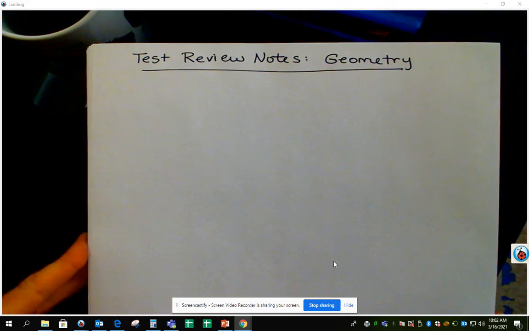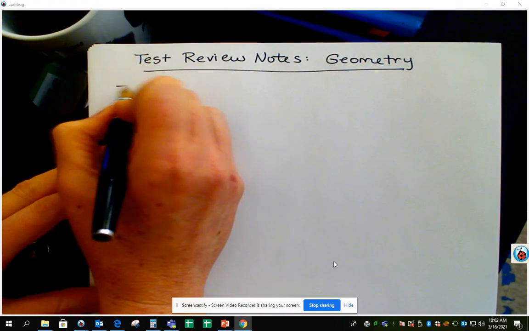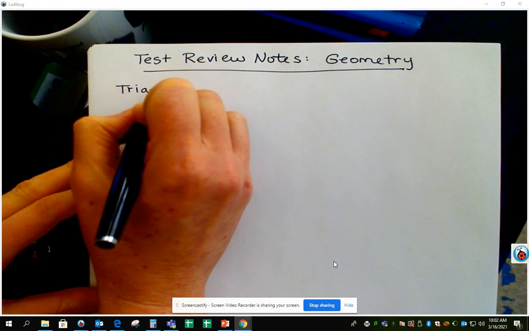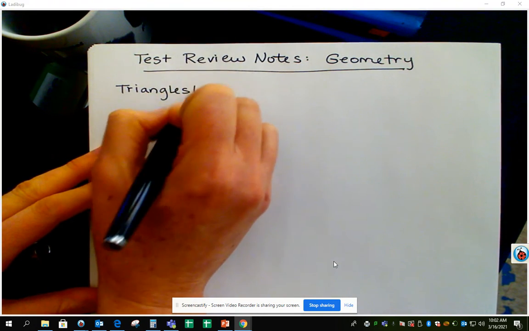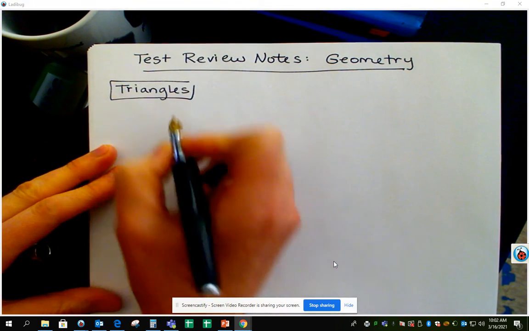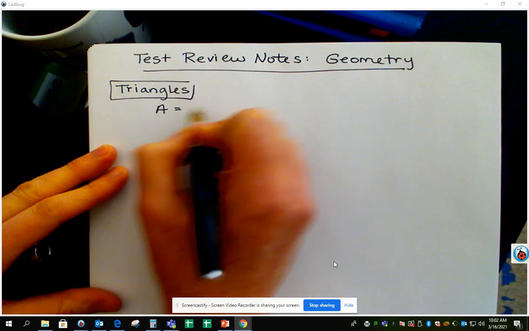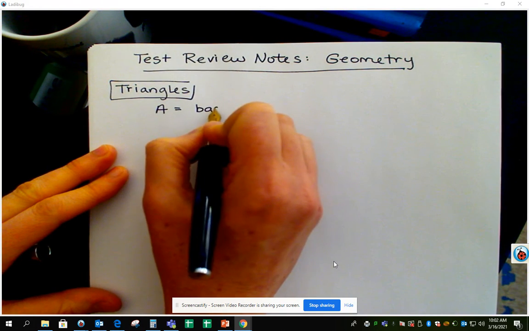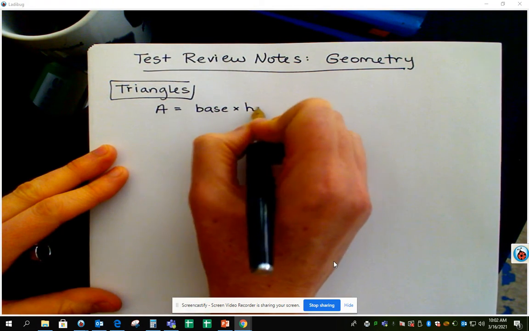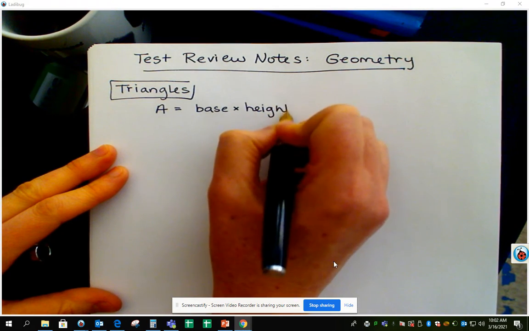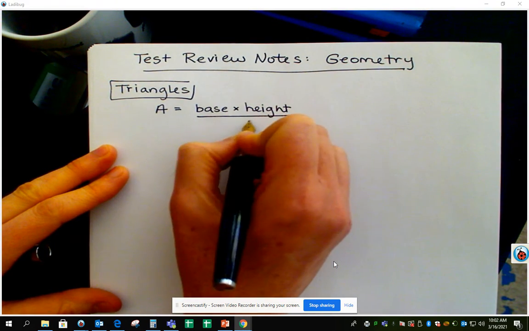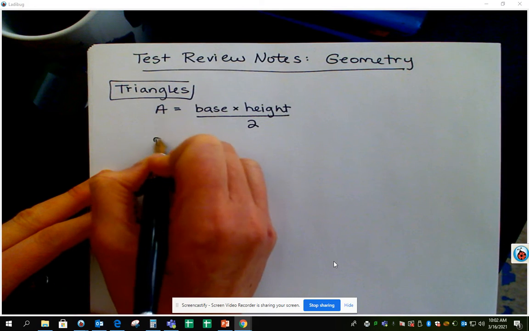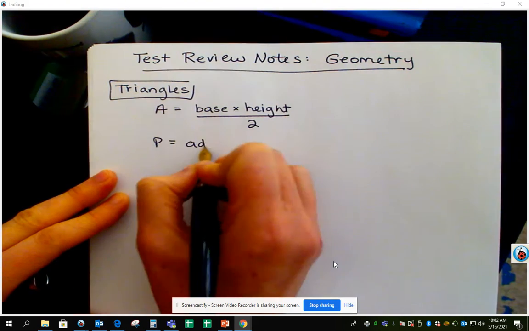All right, so let's start with triangles. A couple formulas you need to keep in mind are area, remember, is the base times the height divided by 2. And then the perimeter, remember, is just to add up all the sides.